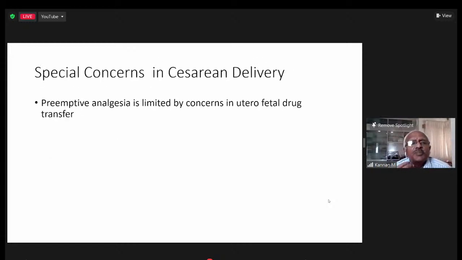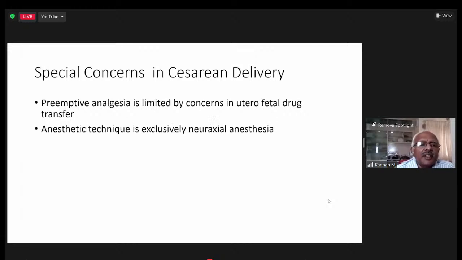And further, there is a special concern for cesarean delivery. Unlike in other surgery, preemptive anesthesia cannot be given, because you know very well that drugs will cross the placenta and fetal depression may take place. So preemptive analgesia is not always possible in cesarean. Another problem is that the anesthetic technique for cesarean is almost exclusively neuraxial, so you have to plan postoperative analgesia depending upon the technique of neuraxial anesthesia.